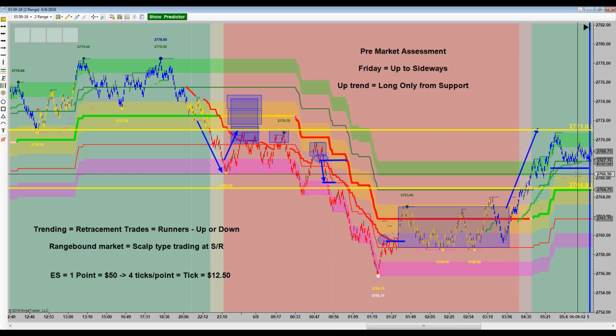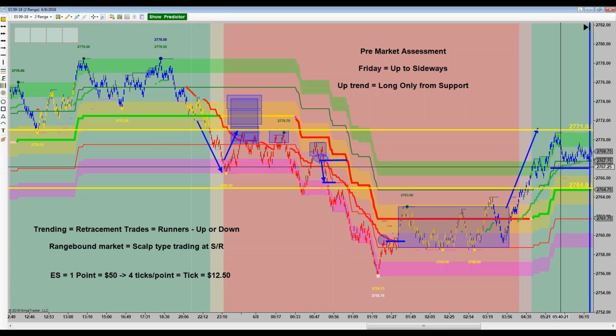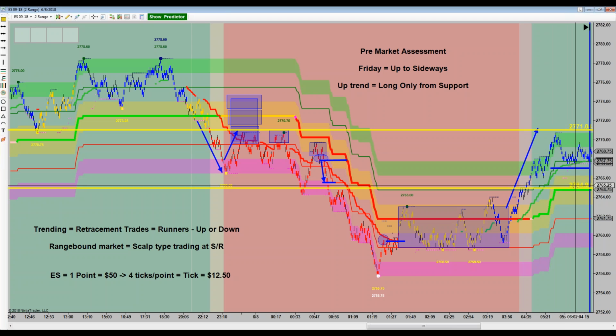So what we're saying before the market even opens is this. It appears to us for the time being that the trend is up to sideways, meaning we're buying support. We're only taking longs, no shorts. And we have an interim support area right here around 67 and a deeper support area located down by the mid-band around 65-ish down here.